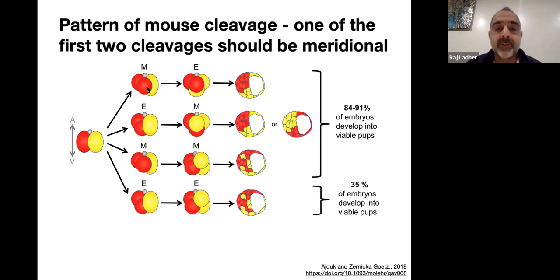There's no overt polarity to the embryo at this point, but it does seem that the pattern of cleavage for the mouse makes a fairly significant difference to the viability of the resulting embryos.